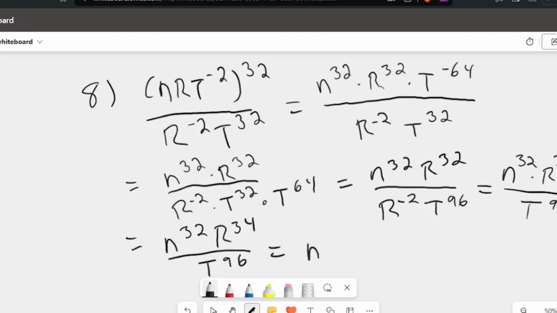And we also could represent this as n to the 32, r to the 34, and t to the reciprocal of 96. Just like that. There are a lot of different ways that you can interchange and play with these rules. That was just a bit of a bigger problem, combining everything we learned and delved into.